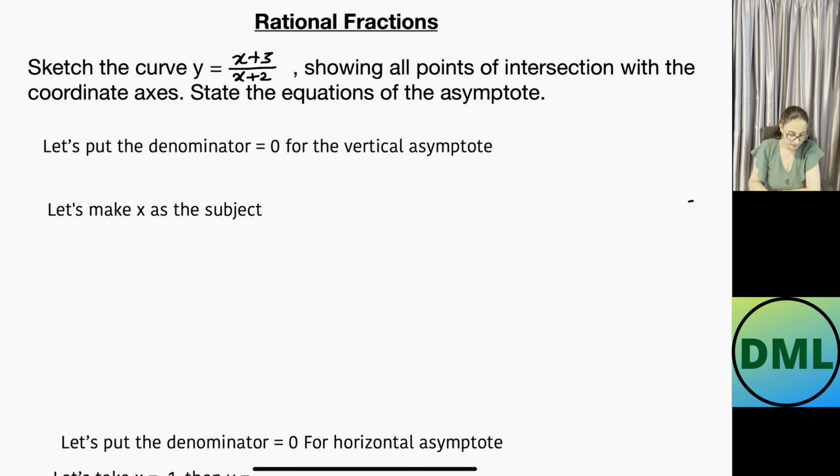Rational functions. Sketch the curve y equals (x + 3) divided by (x + 2), showing all points of intersection with the coordinate axes. State the equation of the asymptotes.